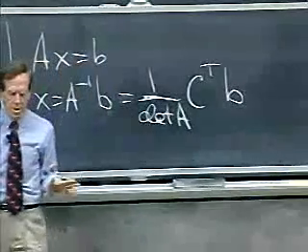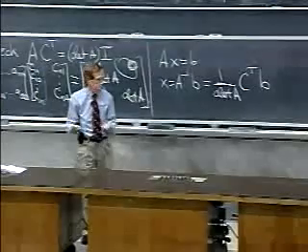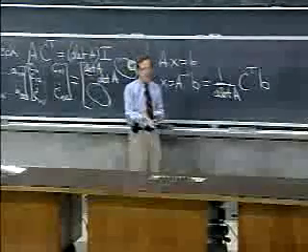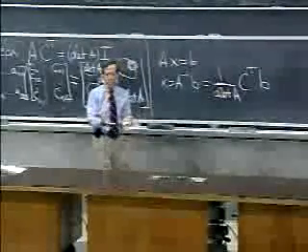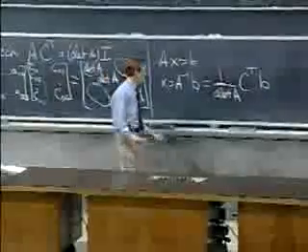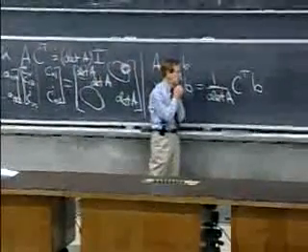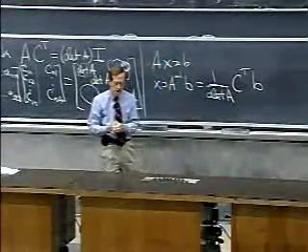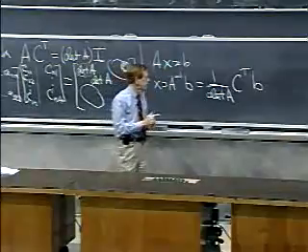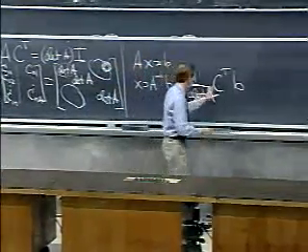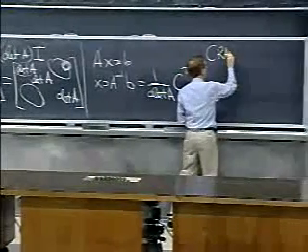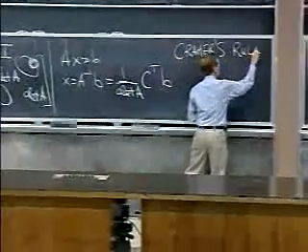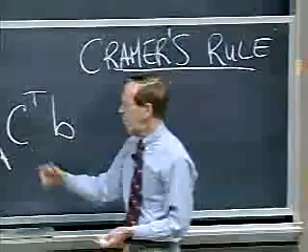Is there any way to make this formula, this answer, which is the one and only answer? It's the very same answer we got on the first day of the class by elimination. Now I've got a formula for the answer. Can I play with it further to see what's going on? And this Cramer's rule is exactly that, a way of looking at this formula. So this is a formula for x.